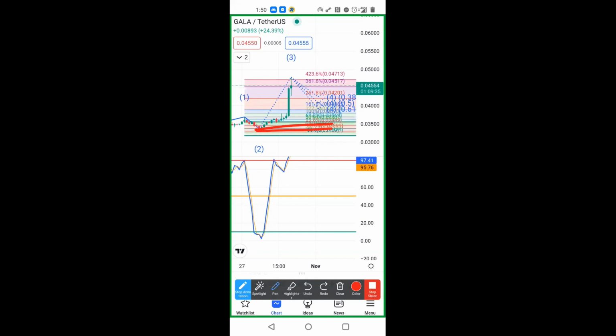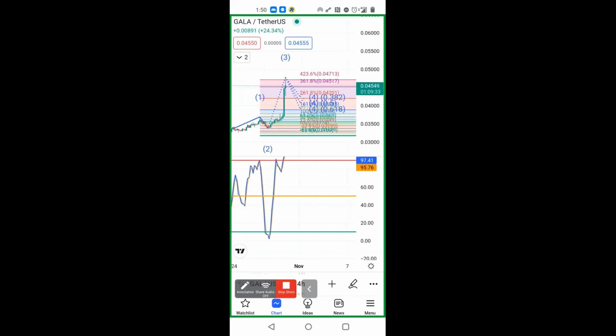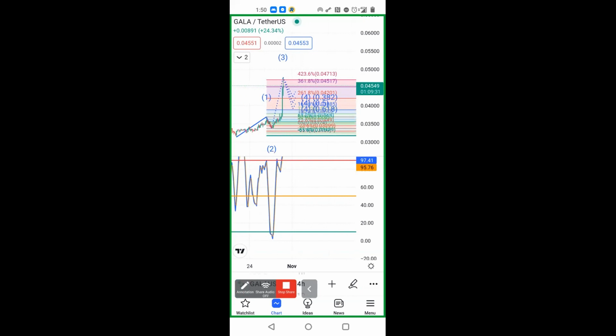Rule number 1, 2 can never retrace up to where 1 started. Rule number 2, 3 will always be the longest wave. It can never be the shortest. Rule number 4, 4 can never retrace up to where 3 started. And that is how simple we keep on trading.